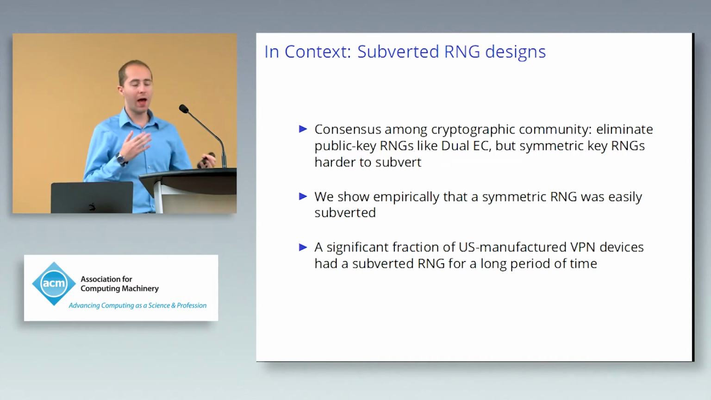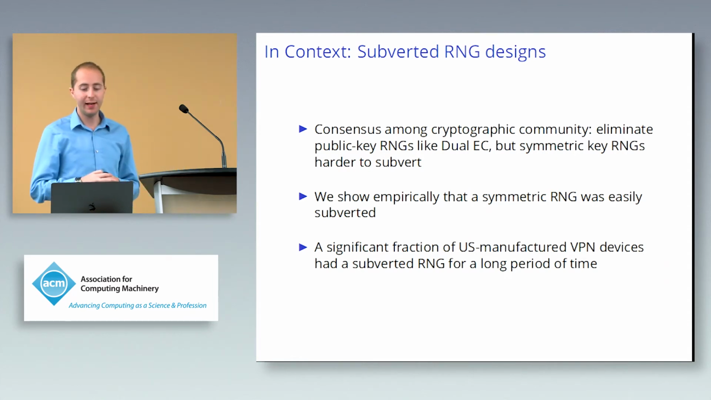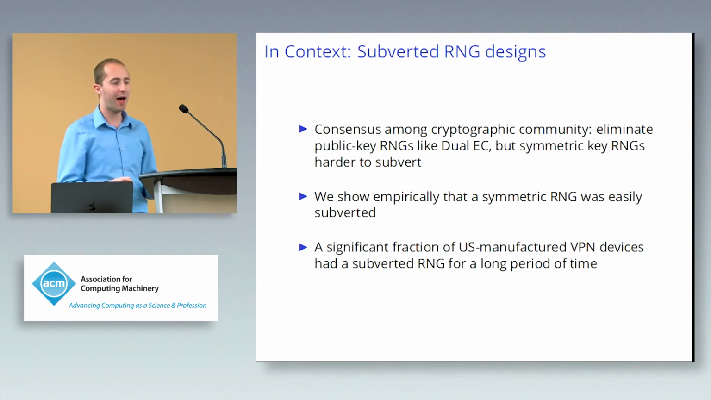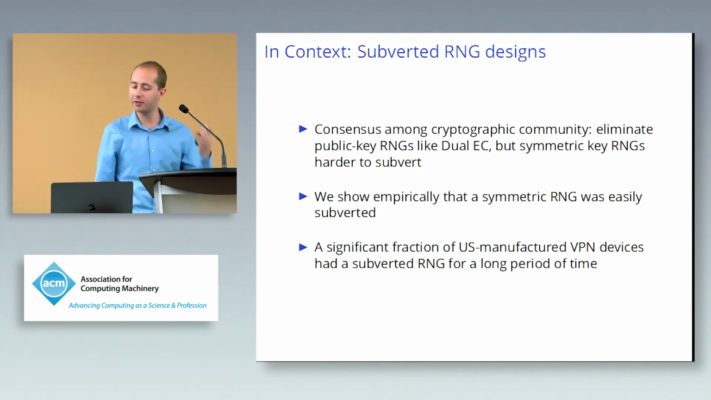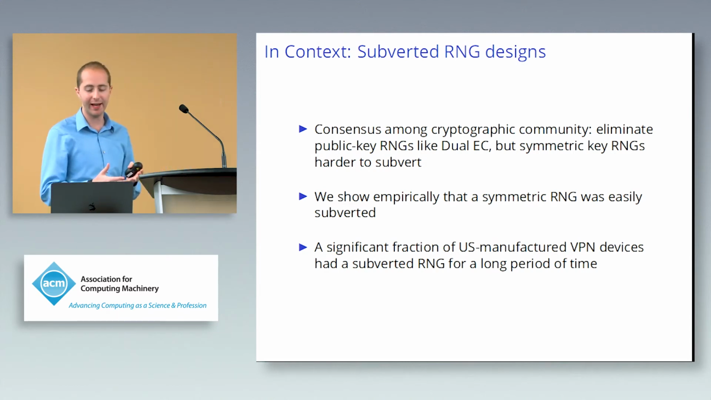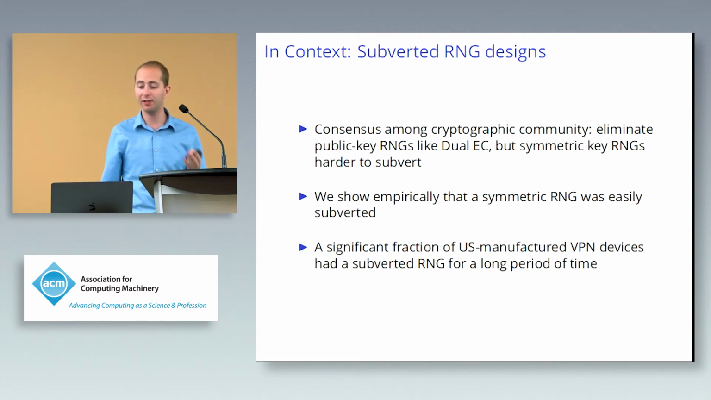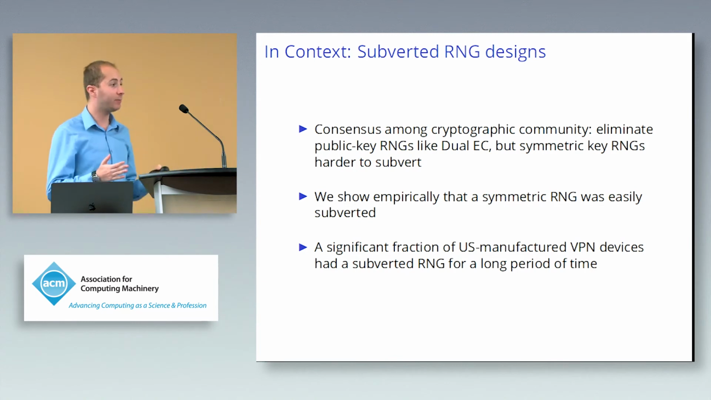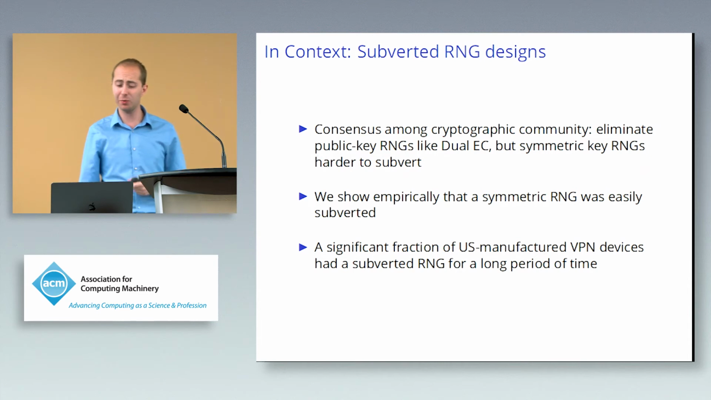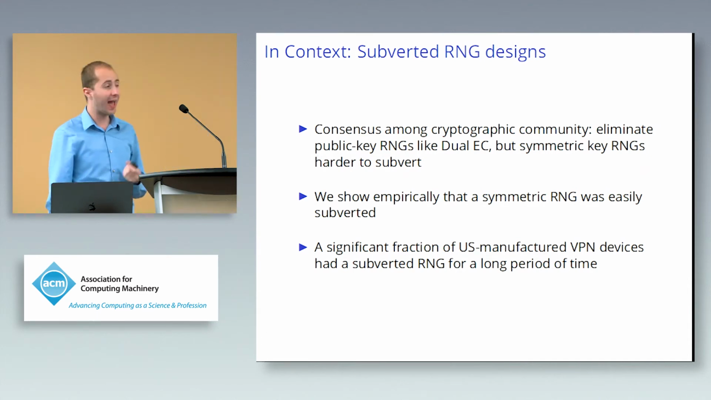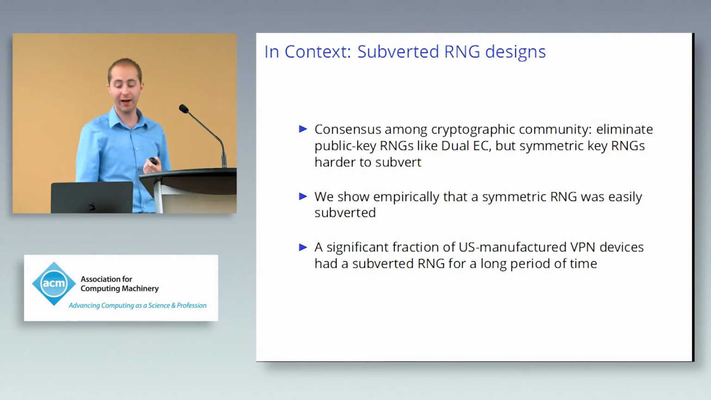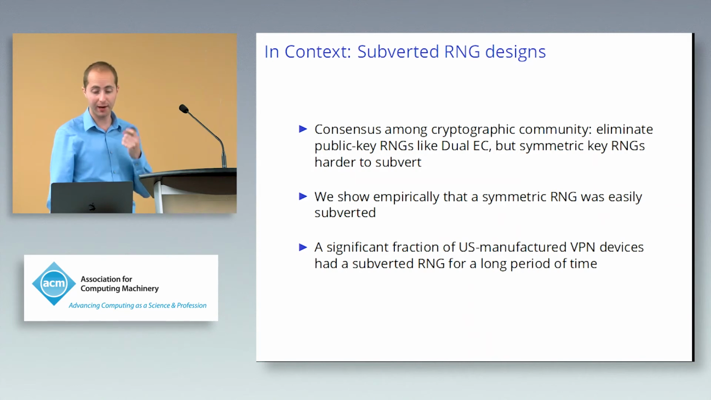Another reason why we might care about this is because it plays a part in the story of subverted RNG designs. While there was consensus at the time of dual EC that maybe if we eliminated public key RNGs like dual EC, we would be safe because symmetric key RNGs are harder to subvert, one of our big findings here was that, empirically, symmetric RNGs can be subverted. And a very significant fraction of US manufactured devices had a subverted RNG for a very significant fraction of time.